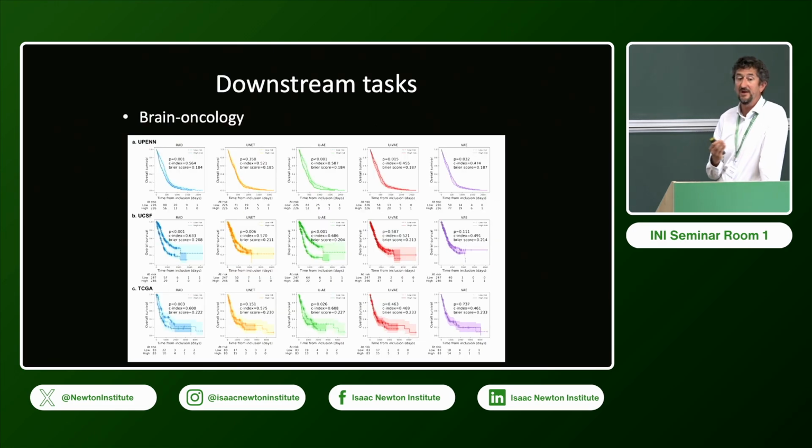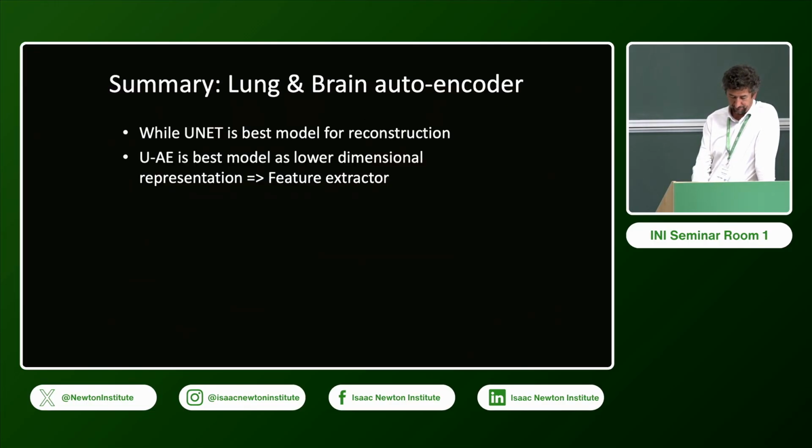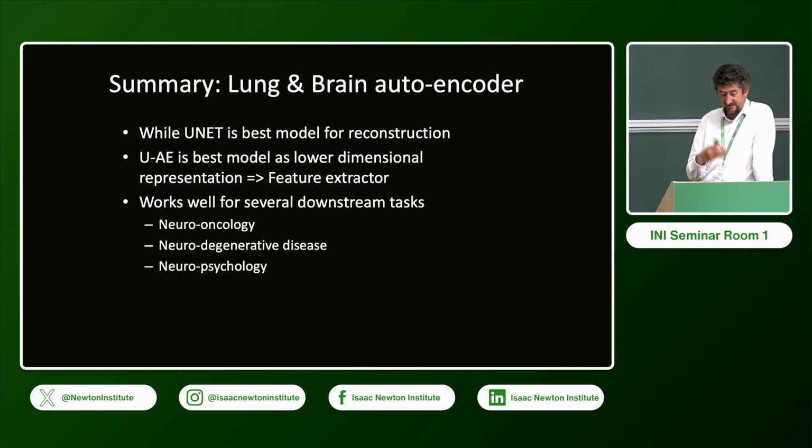And similarly, we wanted to show how we can use these models to predict overall survival in glioblastoma. Again, we see the regular autoencoder in 3 cohorts, TCGA, UCSF, and UPenn, gives a nice prediction of overall survival in glioblastoma patients. This is just an example of how we want to model radiographic images using these autoencoders, which gives us a feature vector that we can then correlate with downstream tasks.